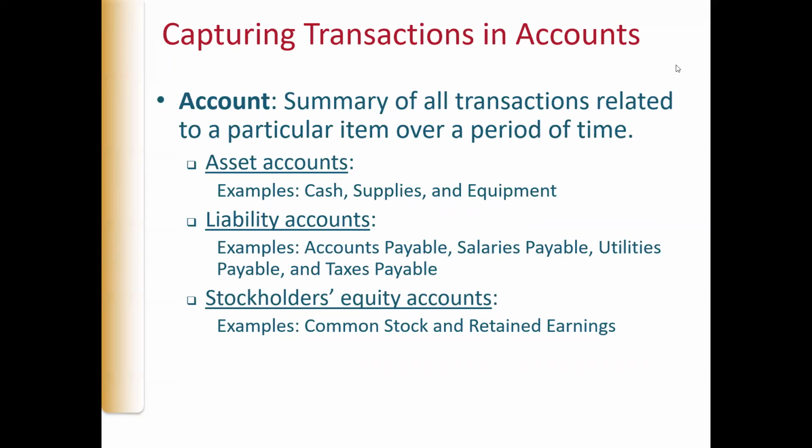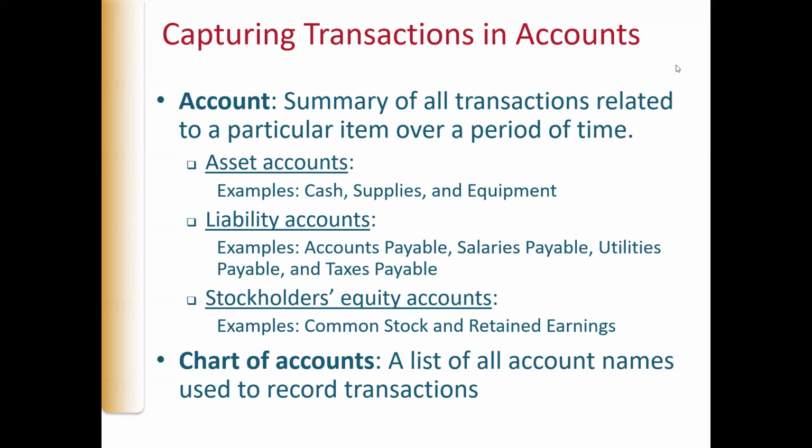Liability accounts are generally accounts where we owe people, and they usually have the word payable after them, except one we will talk about today. But you will know it is a liability account because it will have the word payable. And then stockholders' equity accounts involve the two we've already discussed, common stock and retained earnings. And we're going to talk about more items that ultimately affect stockholders' equity today.